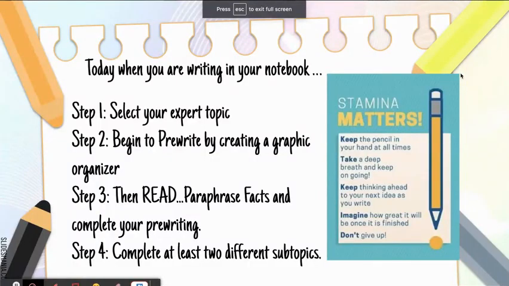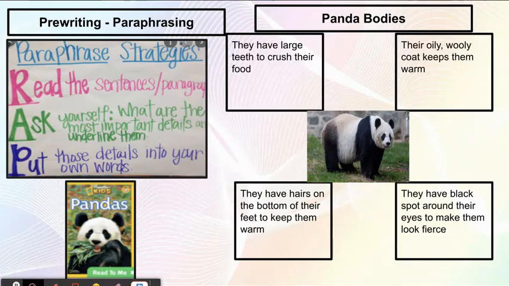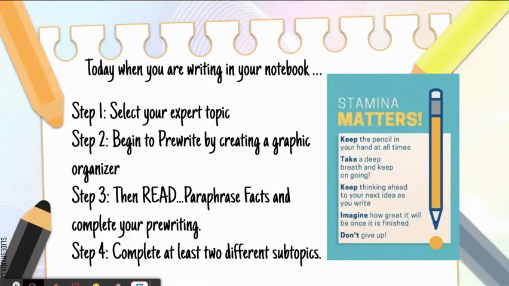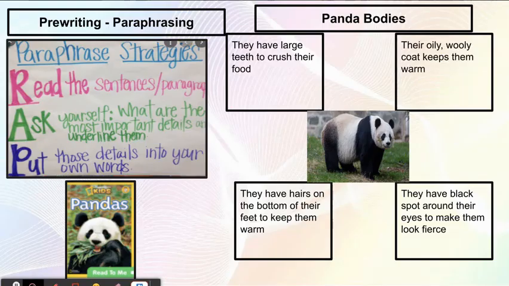All right, now it's your turn. Today, you're writing in your writing notebook, and you're going to select 2 expert topics. You're going to begin by creating a graphic organizer, just like I did here. And then you're going to read and paraphrase facts and complete your pre-writing. So after you read, you're going to, in your own words, put in some facts.